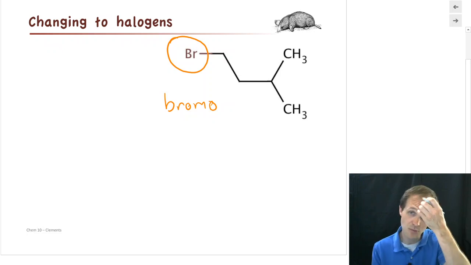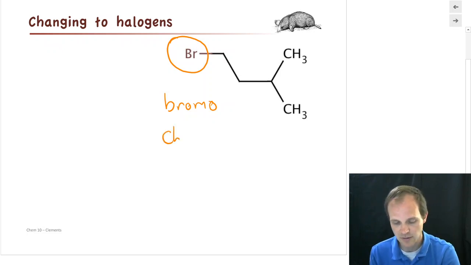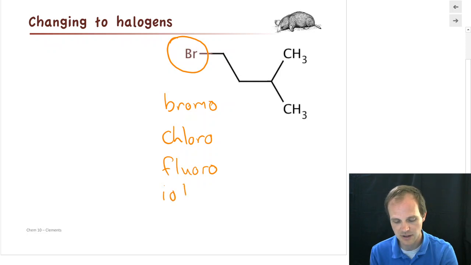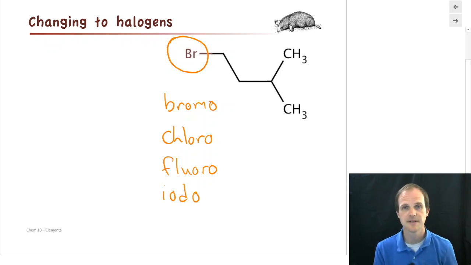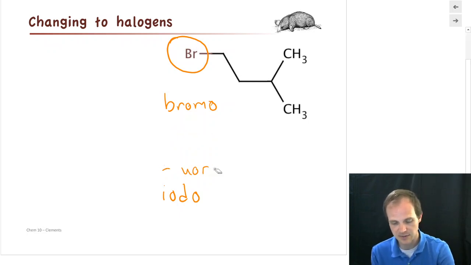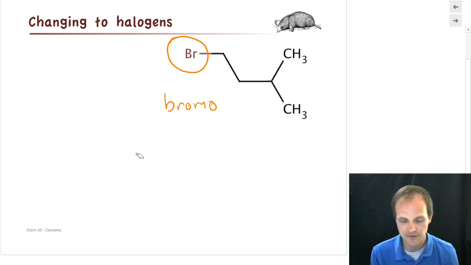And we call this a bromo group. If we had chlorine, we'd call it a chloro group. If we had fluorine, we'd call it a fluoro group. And my favorite is iodine. We'd call it an iodo group. So that's what we do when we've got these substituents. I'm going to erase these because we don't need them for now. We know we've got a bromo group, so we're going to do that one for now.